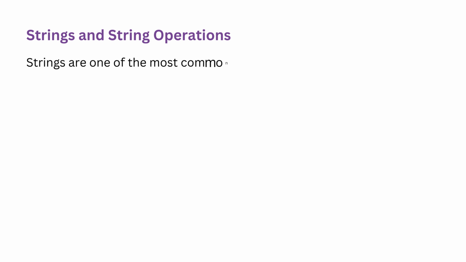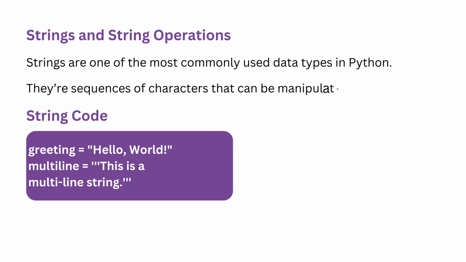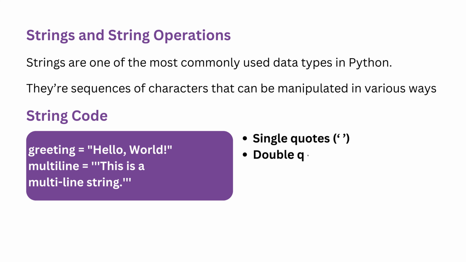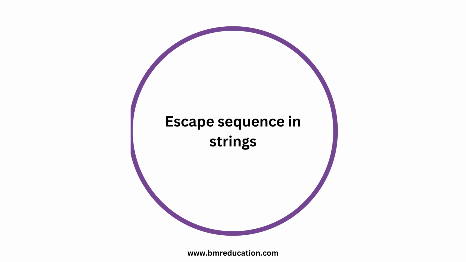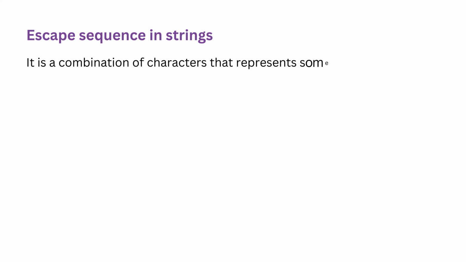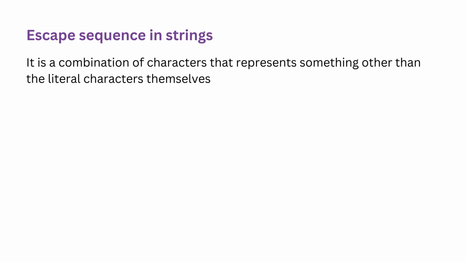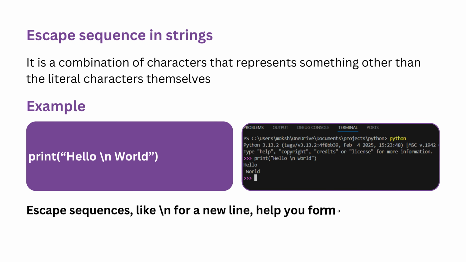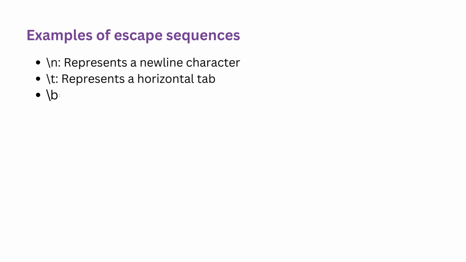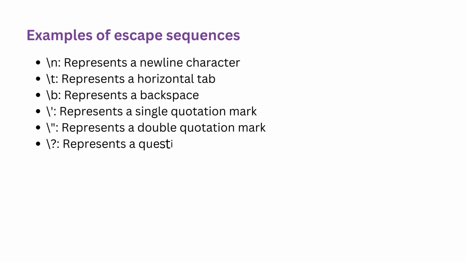Strings are one of the most commonly used data types in Python. They're sequences of characters that can be manipulated in various ways. You can define a string using single quotes, double quotes, or even triple quotes for multi-line strings. Let's talk about escape sequences in strings. It is a combination of characters that represent something other than the literal characters themselves. We use escape sequences in strings like backslash n for a new line to help you format strings properly. Here are some of the most used escape sequences in strings.